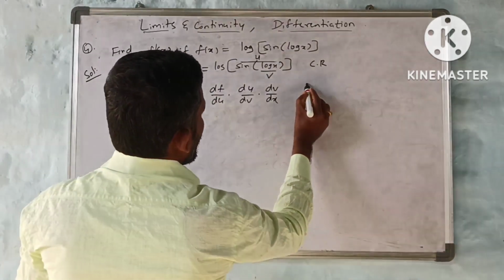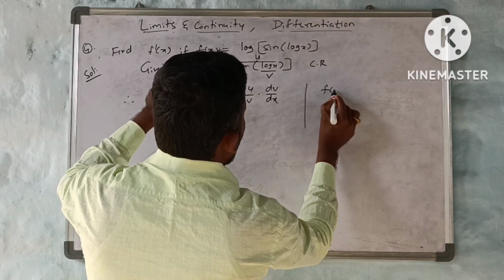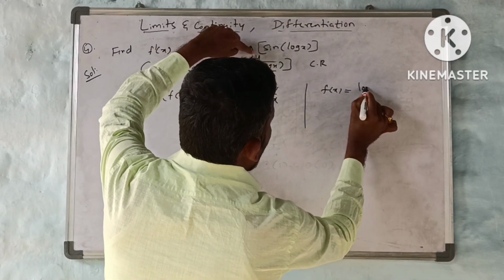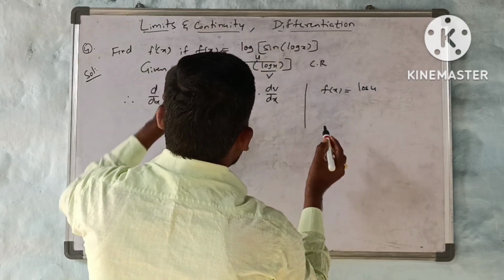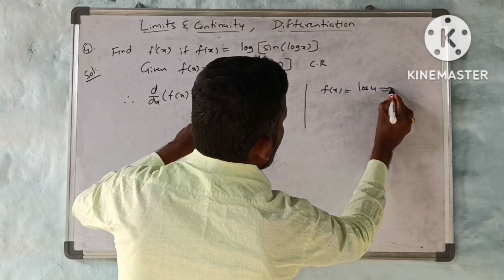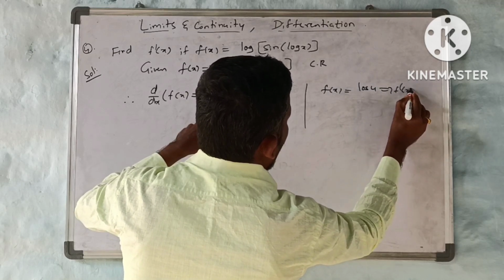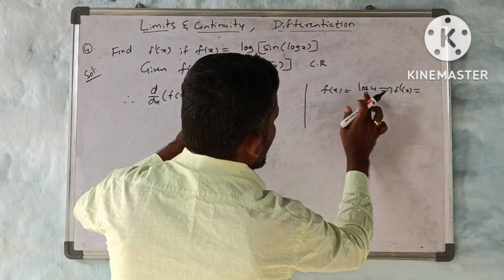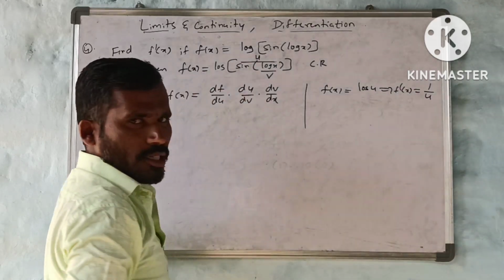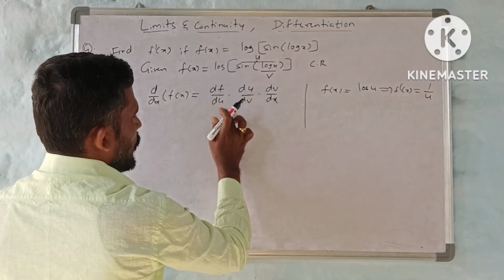So f of x, what we have taken here is logarithm u. So logarithm u, df by du, the derivative of f of x, that is f dash x. So f dash x here: the derivative of log u, what we will get here is 1 by u. That is the df by du.